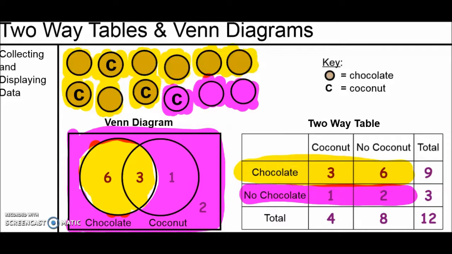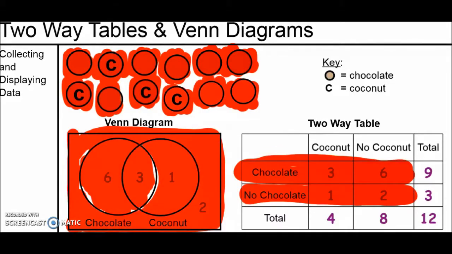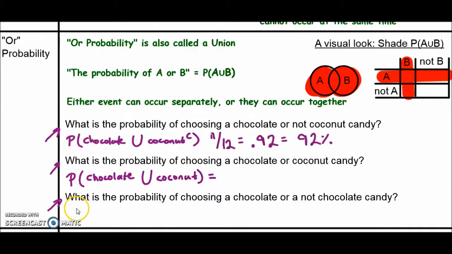Now, because this is an OR probability, I can choose either of those options. Because there's no overlap between the chocolate and the not chocolate, when I combine them, I get all the different candies. So when you're thinking about OR probability, remember, it doesn't matter where they overlap. All that matters is what's shaded together.